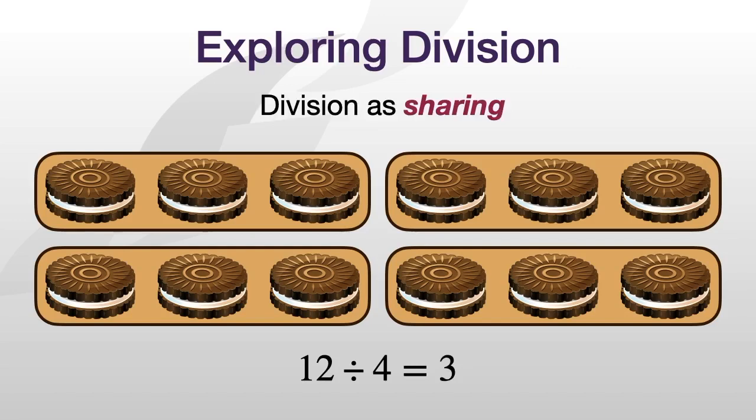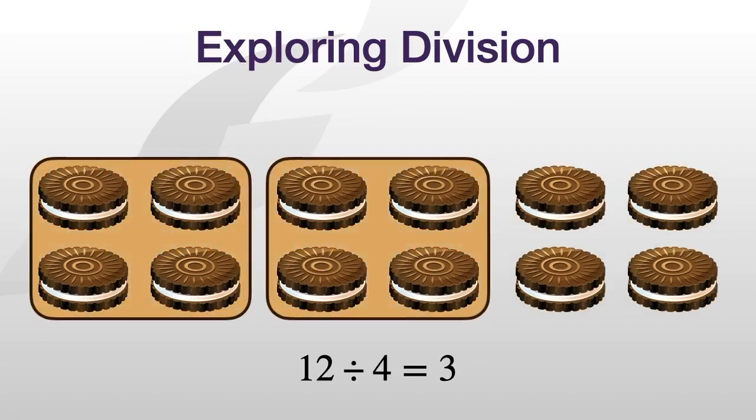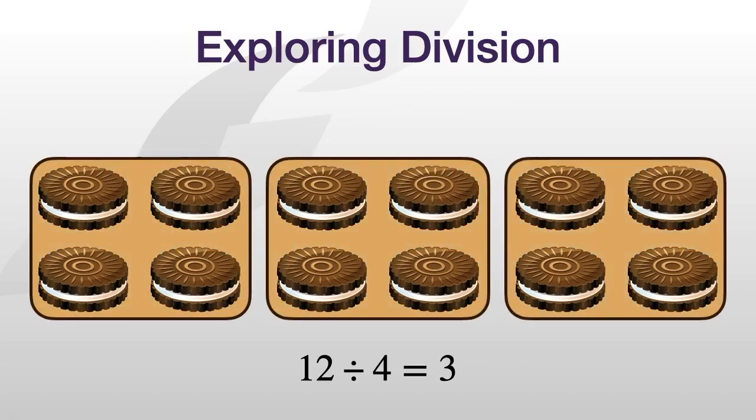Instead, you might have divided the cookies into groups of 4. 3 groups of 4 can be formed from 12 cookies. Here, dividing means measuring. Think of dividing by 4 as counting the number of 4 cookie servings. These two fundamental meanings of division, sharing and measuring, also apply to integers.